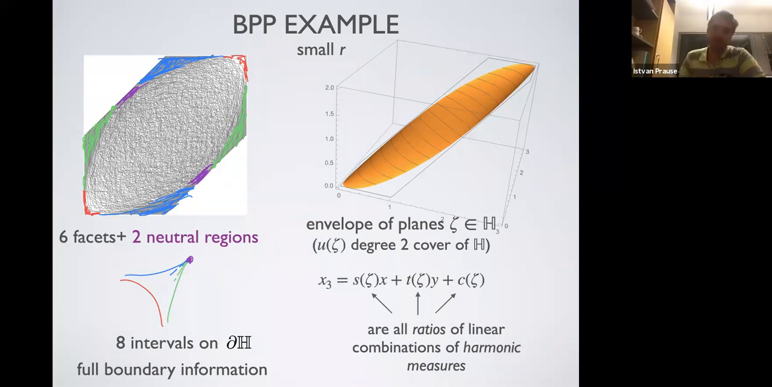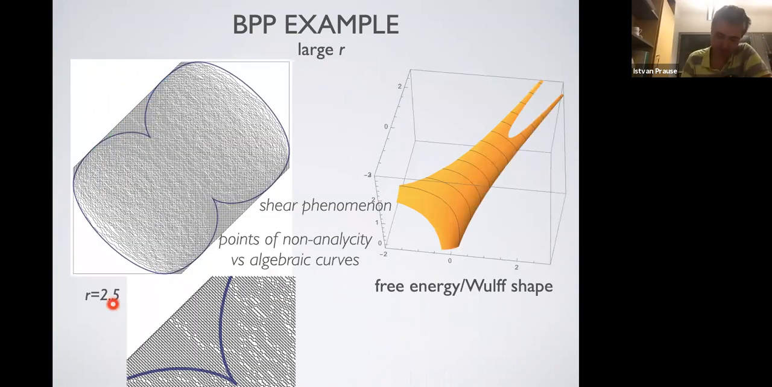Now, let's see an example when this r is bigger than 1. So it's 2.5. In that case, this would be the Arctic curve associated to this limit shape. Here we have, for instance, a zigzag facet. So if you want to have lots of corners, we have corners everywhere.